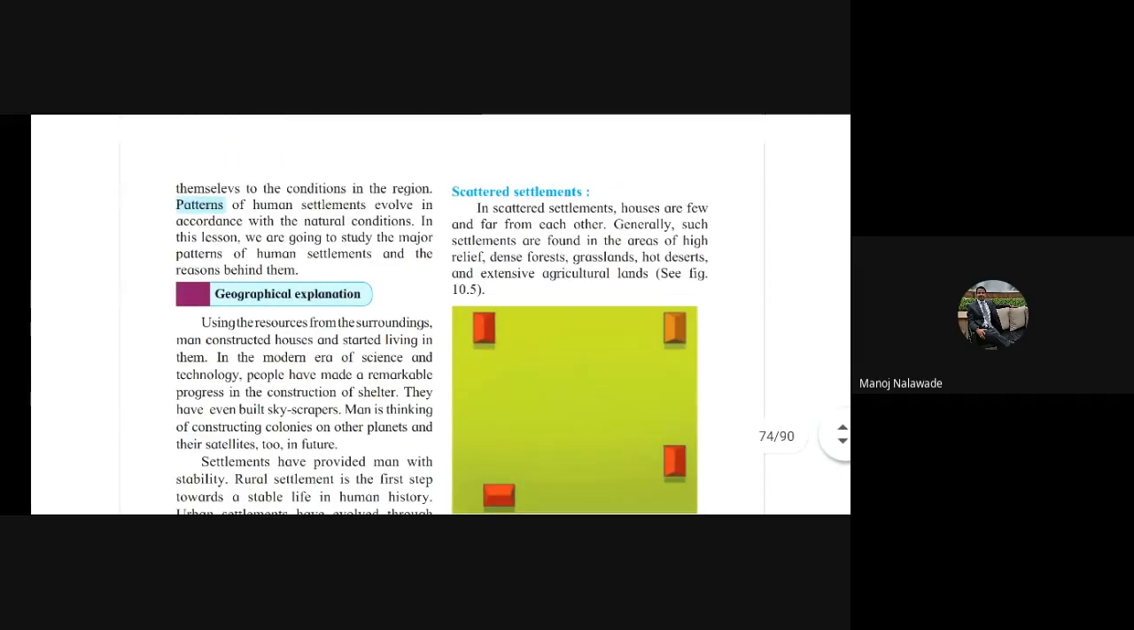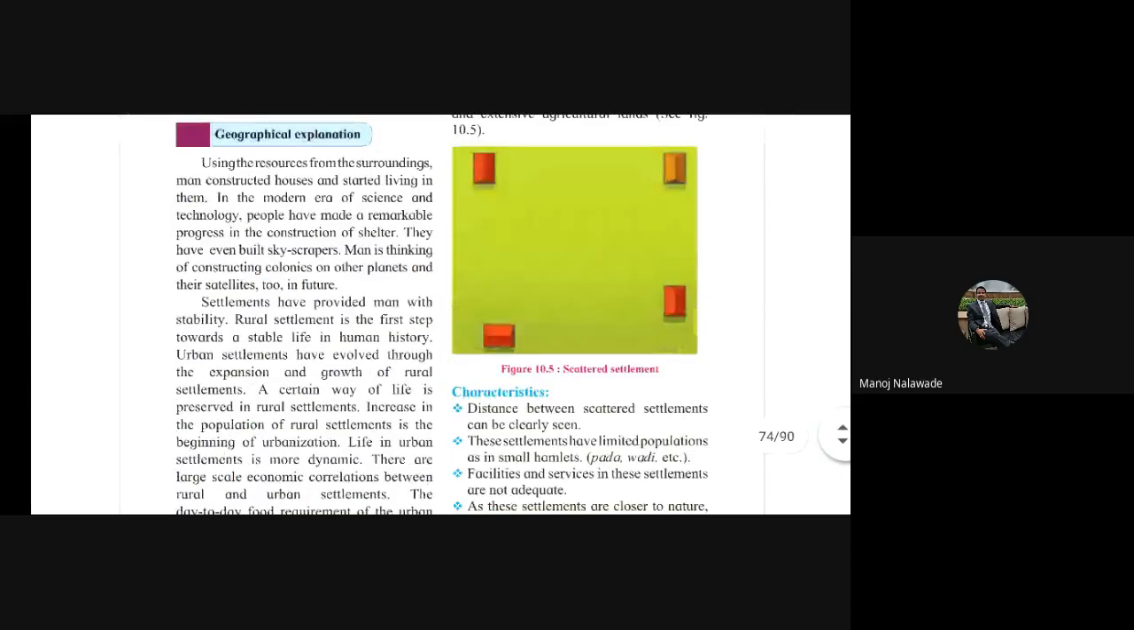So what are the characteristics of these settlements? Let's see. The first one is that the distance between scattered settlements can be clearly seen.